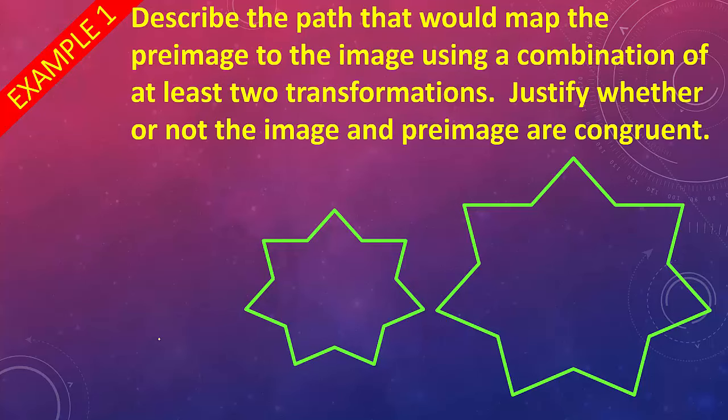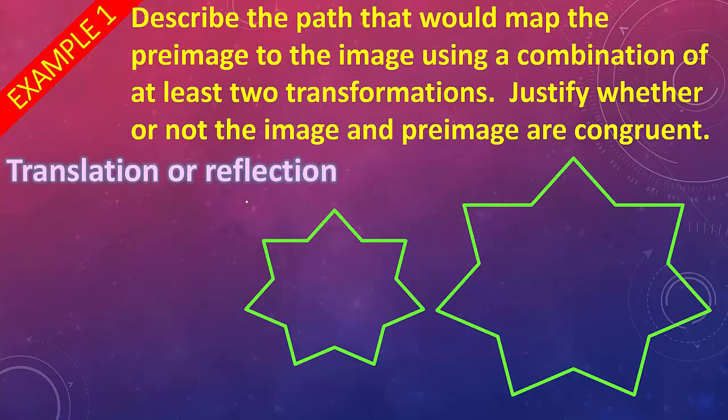Okay, so example 1, we want to describe the path that would map the pre-image to the image using a combination of at least 2 transformations. And then we need to justify whether or not the image and pre-image are congruent. So if we look from here to here, you could say it has either been translated, so you could just slide it, or it's been reflected over a line.